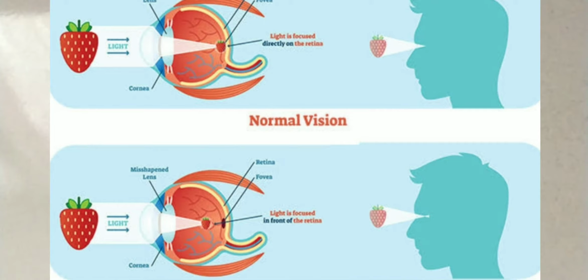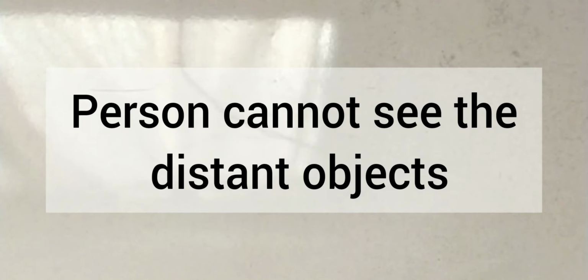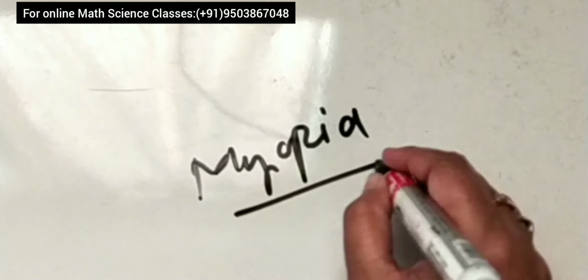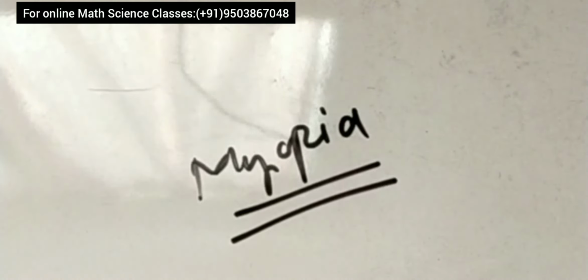So that person cannot see the object beyond 3 meters, means what? उसको दूर का नहीं दिख रहा है, right? The person cannot see the object beyond 3 meters distinctly, means that person can see the objects nearby. तो कौन सा डिफेक्ट होगा ये? Which defect will it be? Myopia. In myopia, the person can see nearby objects but cannot see distant objects clearly, right? So this will be myopia.